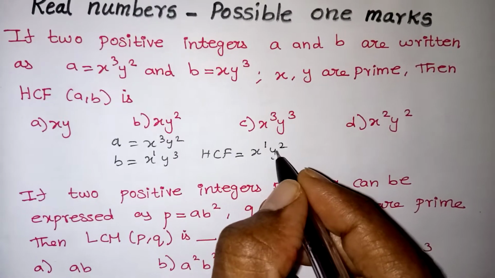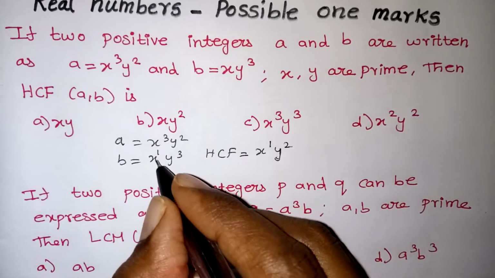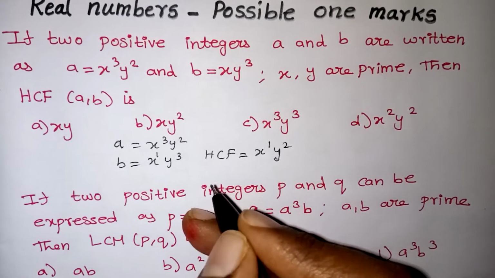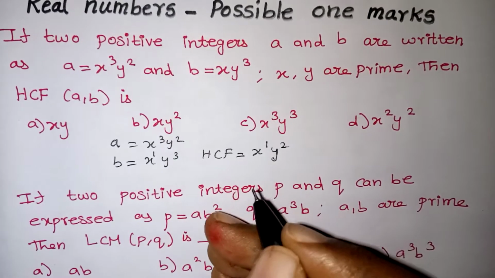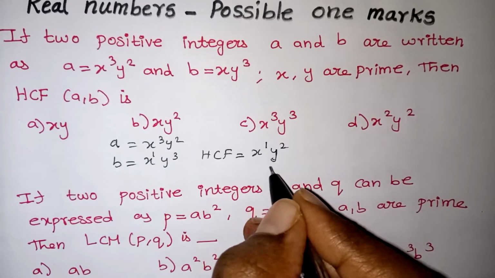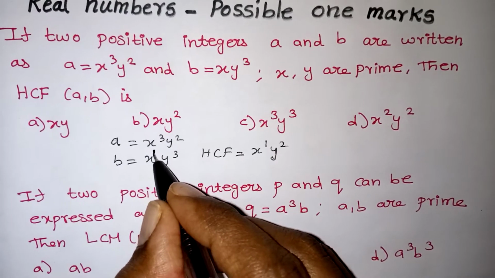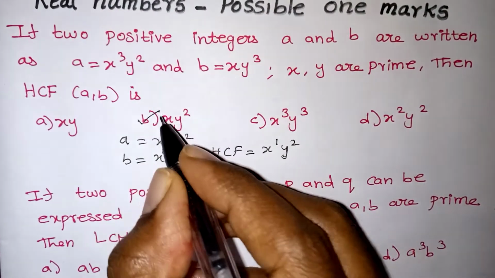Otherwise you just keep it in your mind: HCF means we have to pick up only the small one, just vice versa. For LCM we have to pick the big number. For HCF we have to pick the small powers. This is applicable only for variables. For variables, to find the HCF, pick up the small one. So x power 1, y power 2, so x into y squared. So B option is the correct one.